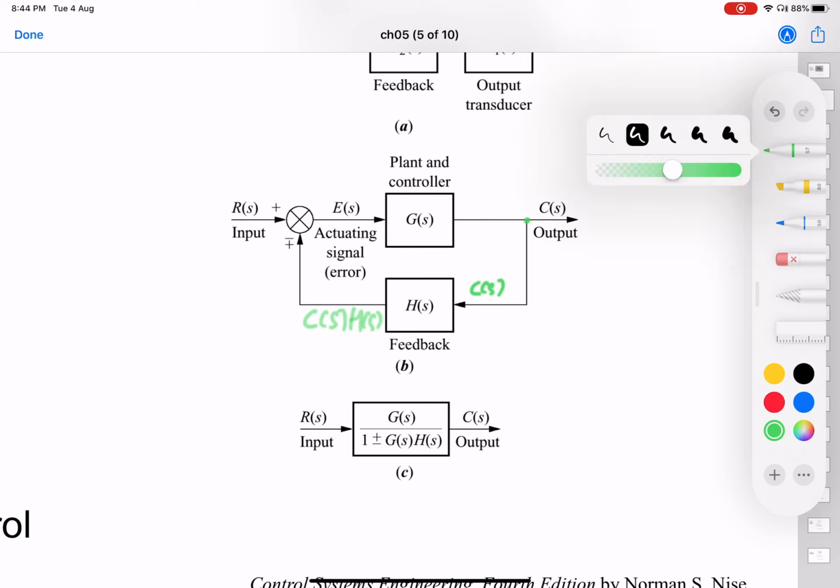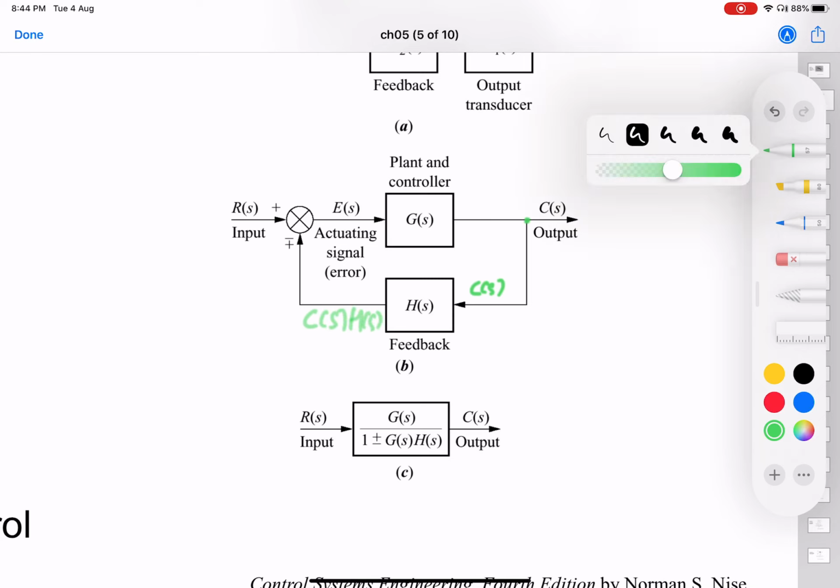So one strategy is moving a block to the left or to the right of a summing junction. Sometimes you need to do this, and we'll see soon why we need to do this. So say you have something like this, right? You have a structure like this, and you want to move this summing junction to the right of the block, right? So what is basically the output Cs here in this block.